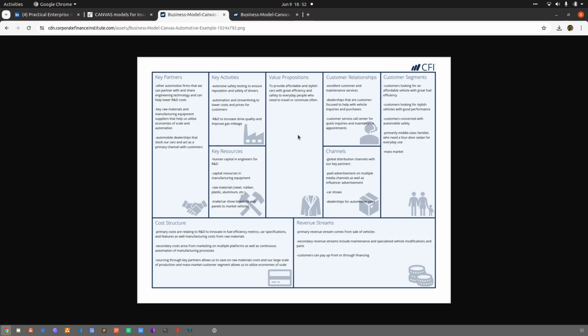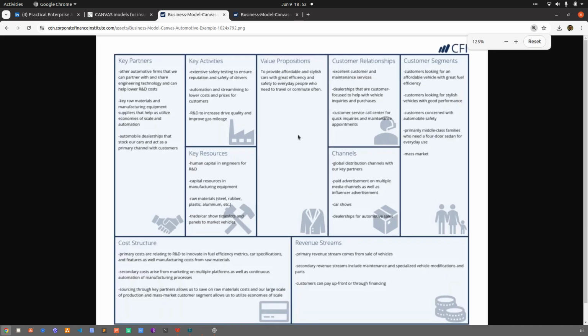So this is a system for automotives. I hope you are able to see it. If not, I will be sharing these links. They will be a part of, available on the kit in the PPT, and you should be able to look at it. But from what we look at, their customer segments are customers looking for an affordable vehicle. So again, not very expensive. Customers looking for stylish vehicles with performance. Customers for automobile safety, and basically they are looking at the middle class mass market.